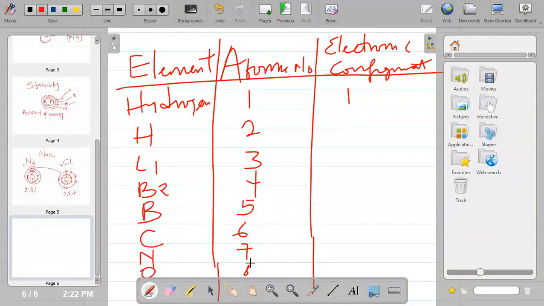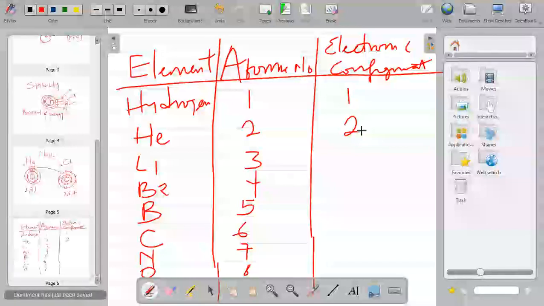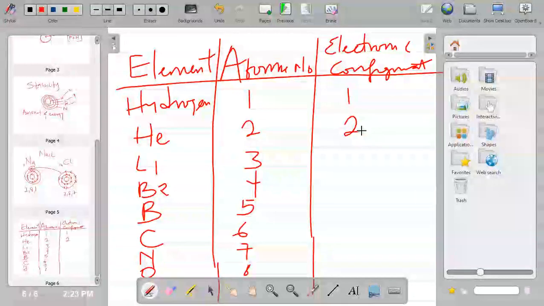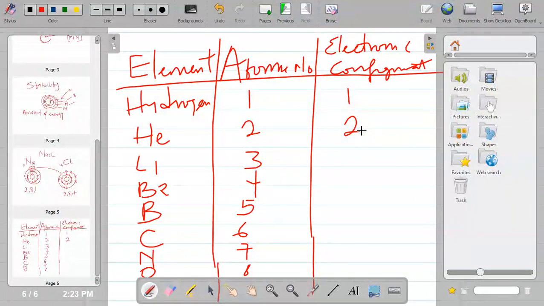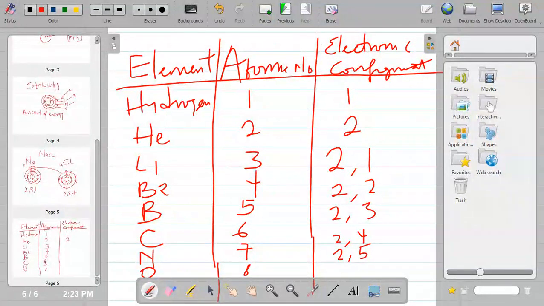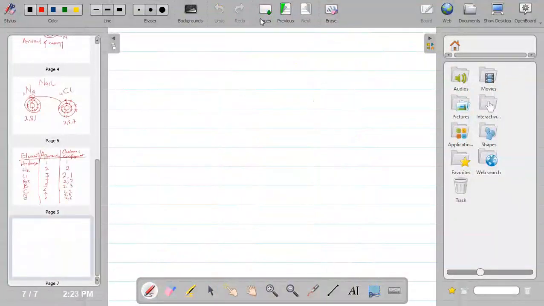The K shell of helium can still take another electron, so we have 2. Lithium, the K shell can only take a maximum of 2, hence the third electron will be on the L shell. Hence, we have 2, 1. Beryllium, 2, 2. Boron, 2, 3. Carbon, 2, 4. Nitrogen, 2, 5. Oxygen, 2, 6. Now, let's move forward.